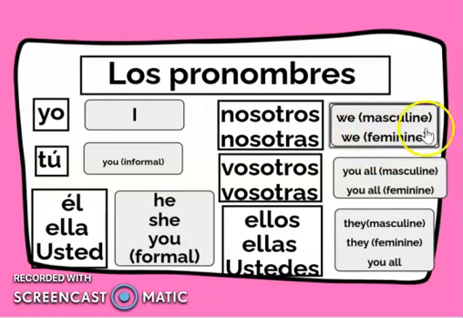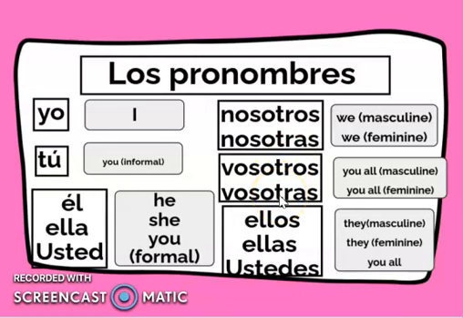Our next slide is with we. There are two in Spanish. We have nosotros y nosotras. The nosotros is for males, or a mixed group of females and males, or even if it's like a group of women and one male, it's still going to be nosotros. Nosotras is just females. Vosotros y vosotras.